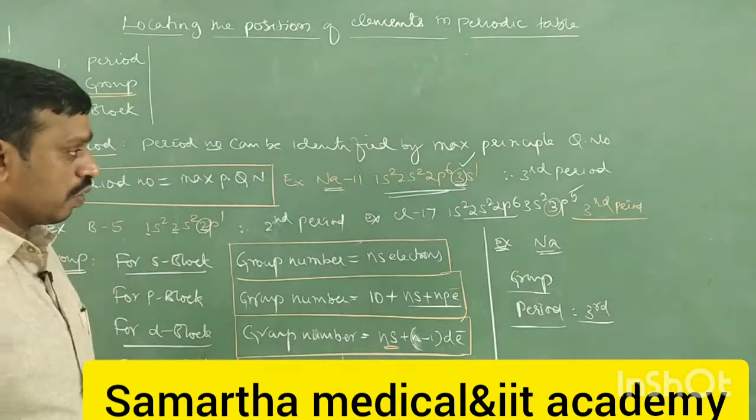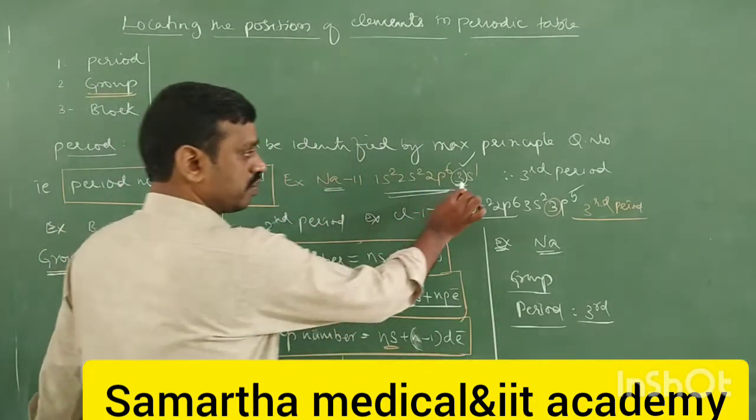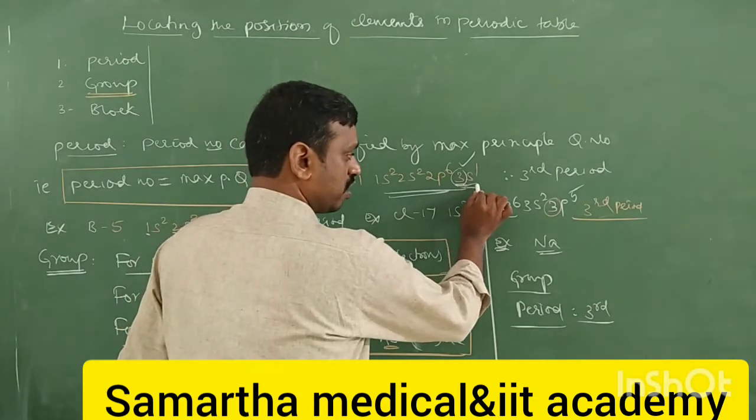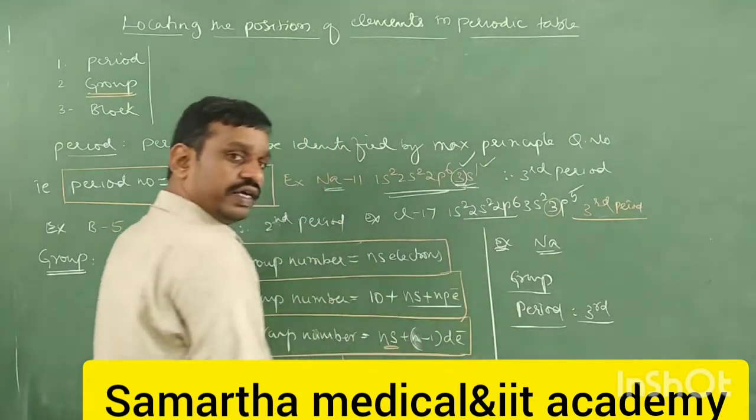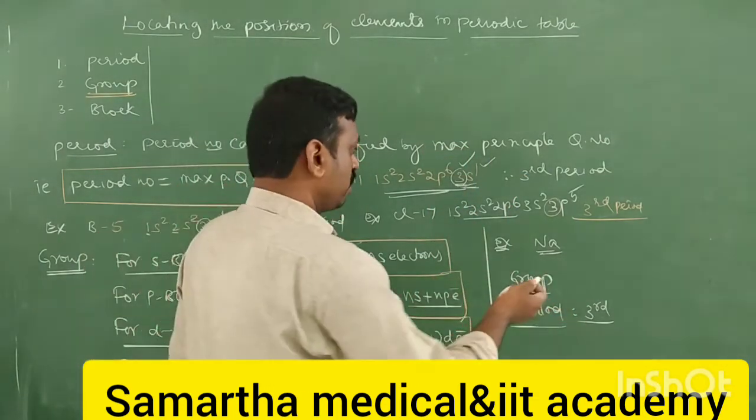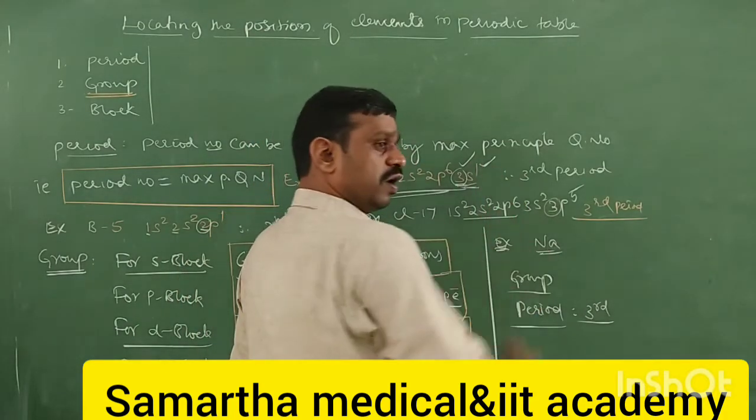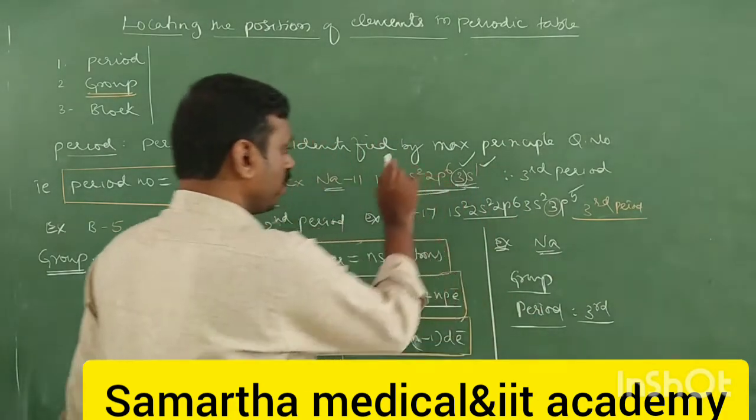S block. Why? You see, the differentiating electron enters into the s orbital. If the differentiating electron enters into the s orbital, it is called s block. So therefore sodium belongs to s block.